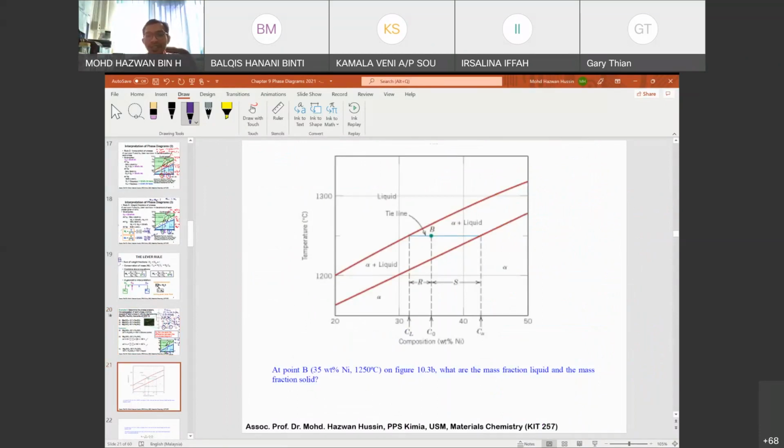So another set of questions. Okay, so we are given here a copper nickel phase diagram, and you have point B. Point B at 65% and at the temperature of 1250. What will be the mass fraction? Mass fractions of liquid and also the mass fraction of solid.